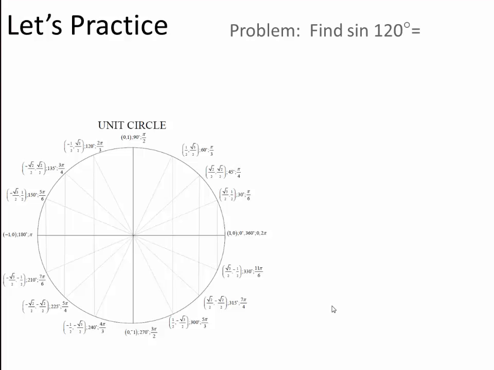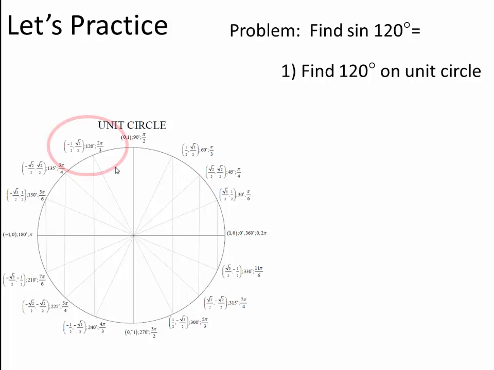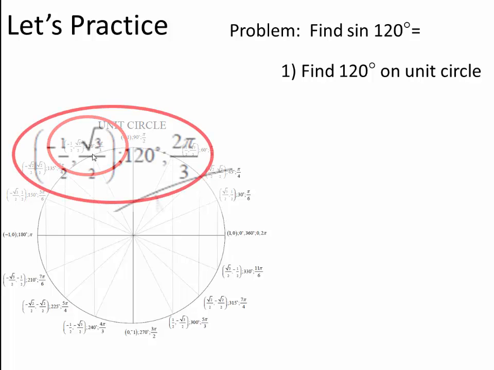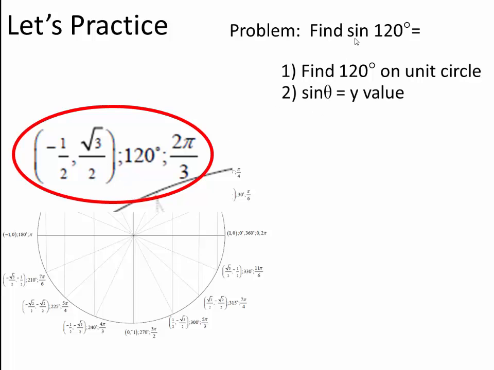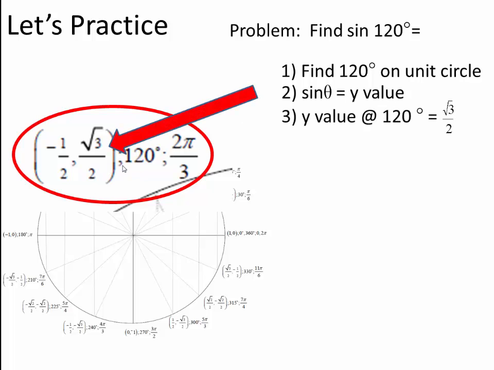As an example, let's practice. If we wanted to find the sine of 120 degrees, step 1, find where 120 degrees is on the circle. There. Step 2, focusing only on that coordinate information, identify that since we're looking for the sine, we're looking at the y value. That's √3/2. In this case, the y value for 120 degrees is √3/2. Since we're asked to find the sine of 120, the answer is √3/2.